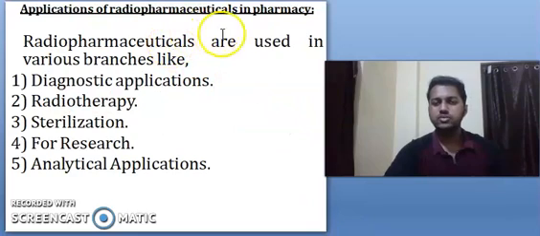Application of radiopharmaceuticals in pharmacy. Radiopharmaceuticals are used in various branches like diagnostic application, radiotherapy, sterilization, research, and analytical application.